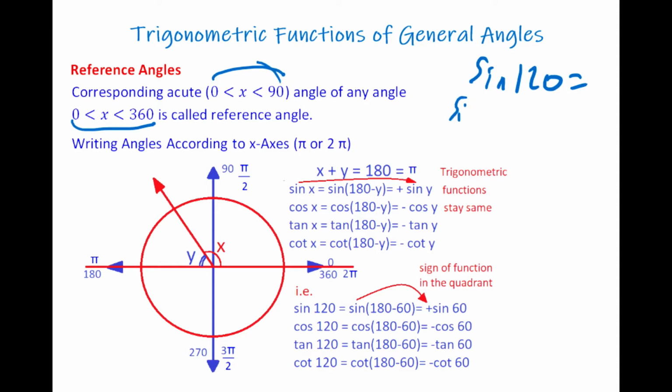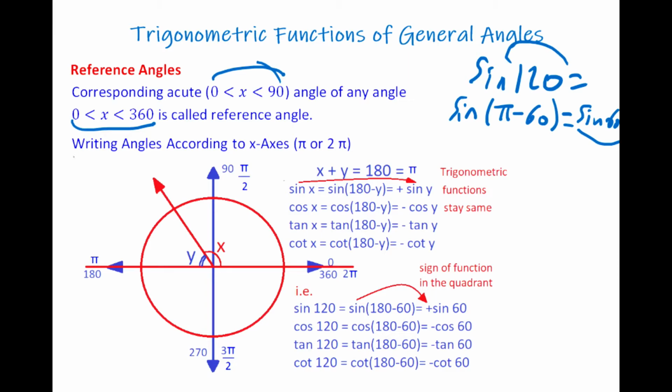For example, sine 120 can be written as sine pi, which is 180, right, minus 60. And this is going to be, guys, the angle is in the second region. In the second region, sine is positive. So it's going to be sine 60. So as you can see, I just converted 120, a big angle, to a small angle. That operation is actually called reference angle. And this is what we're going to learn in this subtopic.